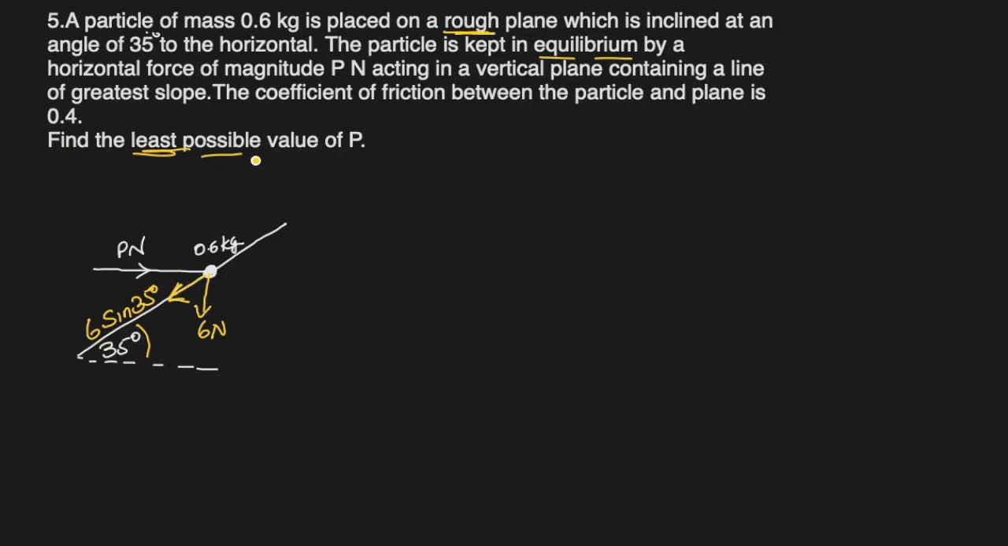But they're saying least possible force. That means there is some force already which is trying to resist it, in this direction, and that force will be friction, which will not let it slide down. So this force minus friction, whatever is left, will be provided by P newtons, and that will become the least possible value. So we can write this here. 6 sine 35, to make it in equilibrium, should be equal to the force of friction plus the component of P.